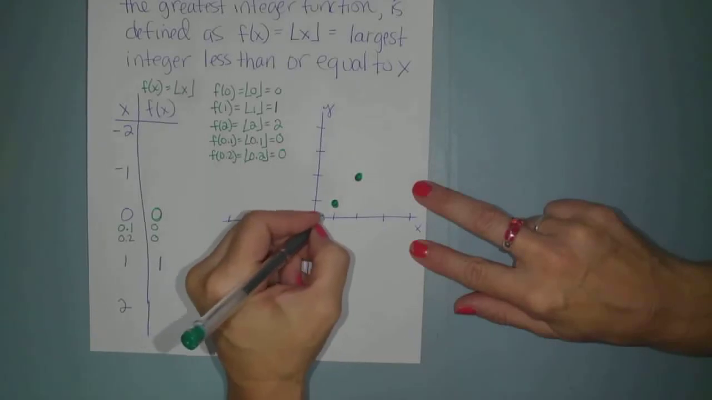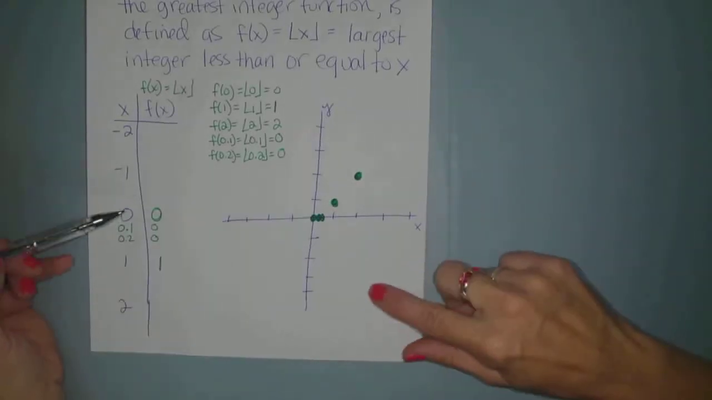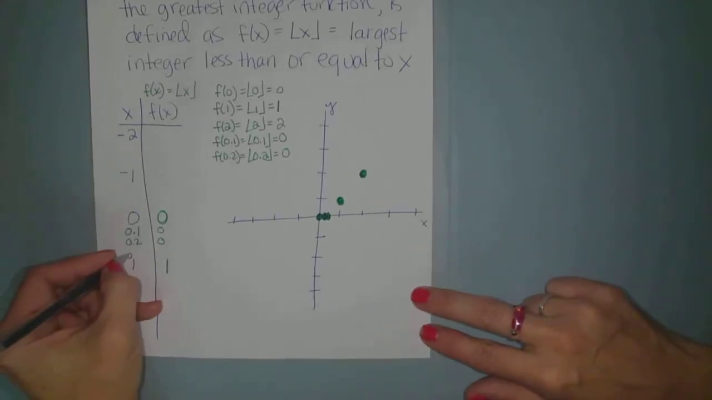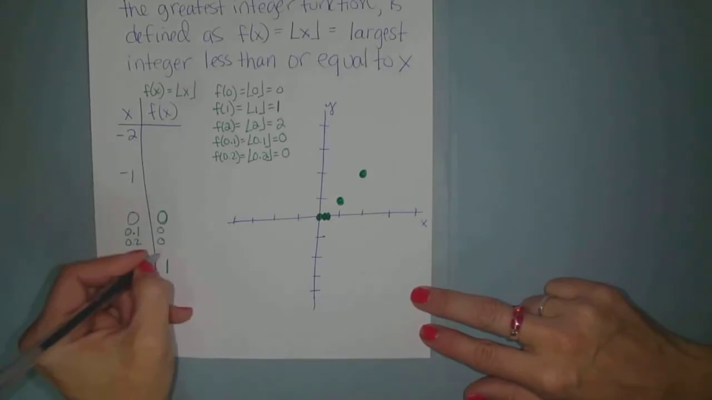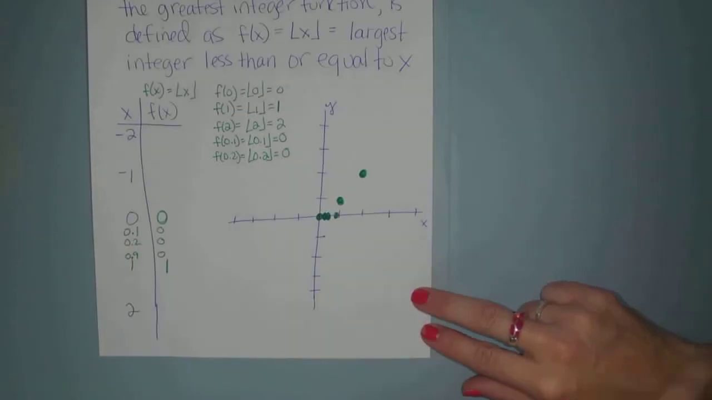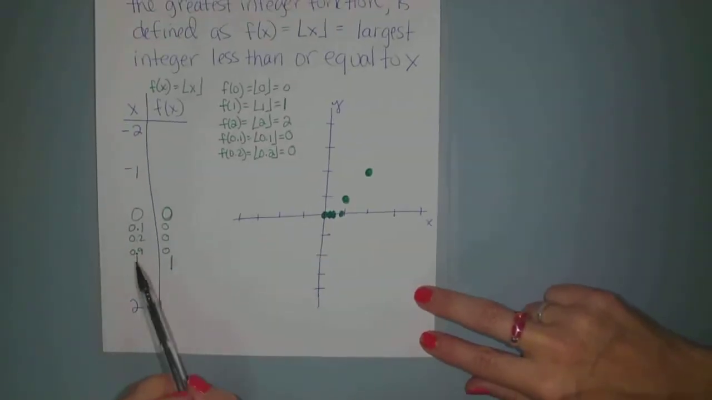In fact, all decimals, all real numbers here between 0 and 1 will kick back to 0, because the largest integer less than these decimals is going to be 0. You have to go less than, not greater than. So even up to 0.9, I have to go less than. So 0.9 is still going to be 0. But when I get to 1, I jump to 1.